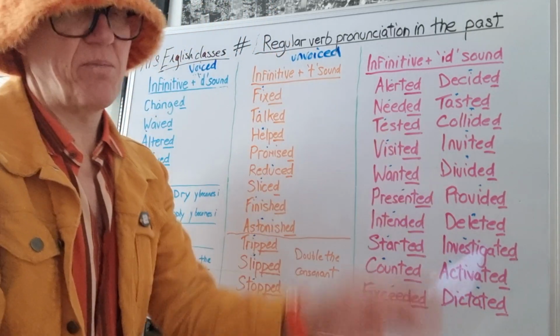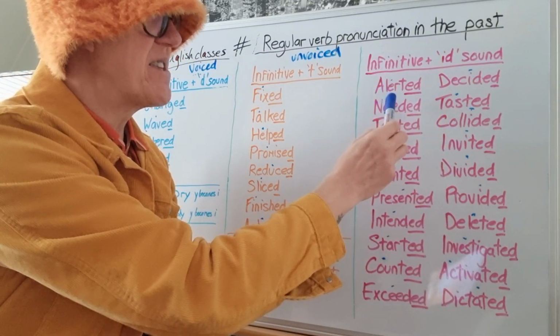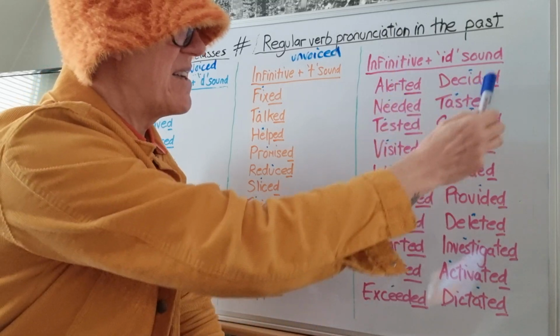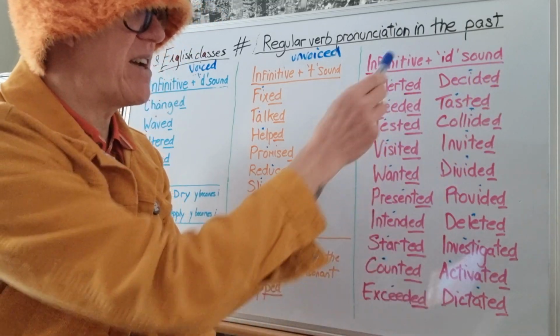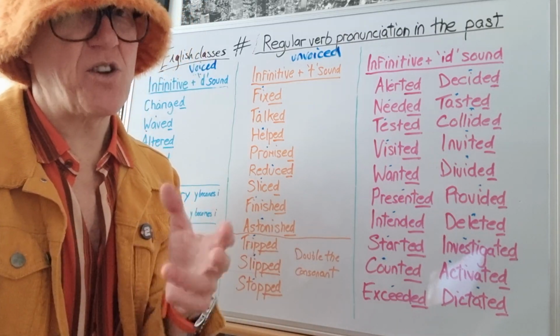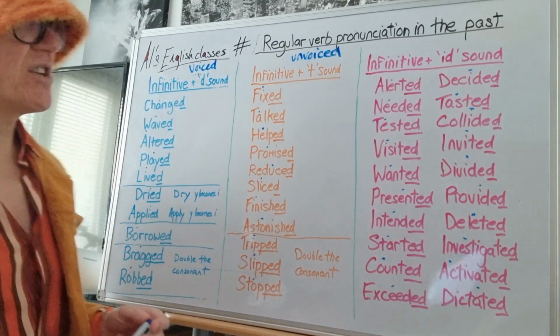And if you want to know the meaning of these, then you can see the infinitive is until the line. So alert, it ends with a T. Decide, it ends with an E. So if you want to check the meaning of these verbs, go ahead. I'm not going to do that now because that's not really the purpose of this video. So there you go. Regular verb pronunciation in the past.